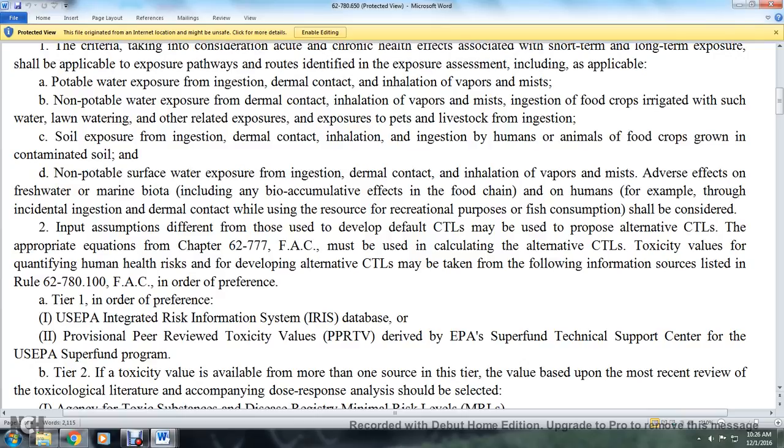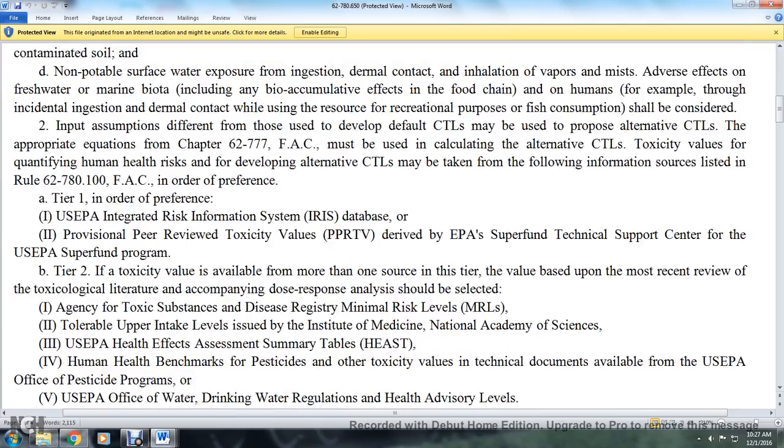Developing an alternative cleanup target level may use toxicity values taken from the following information sources listed in 62-780.100, in order of preference. Tier 1, in order of preference: Environmental Protection Agency Integrated Risk Information System database; Provisional Peer-Reviewed Toxicity Values, PPRTV, derived by the Environmental Protection Agency Superfund Technical Support Center for the U.S. Environmental Protection Agency Superfund. Tier 2: if the toxicity value is available from more than one source in the tier, the value may be based on one or the most recent review.